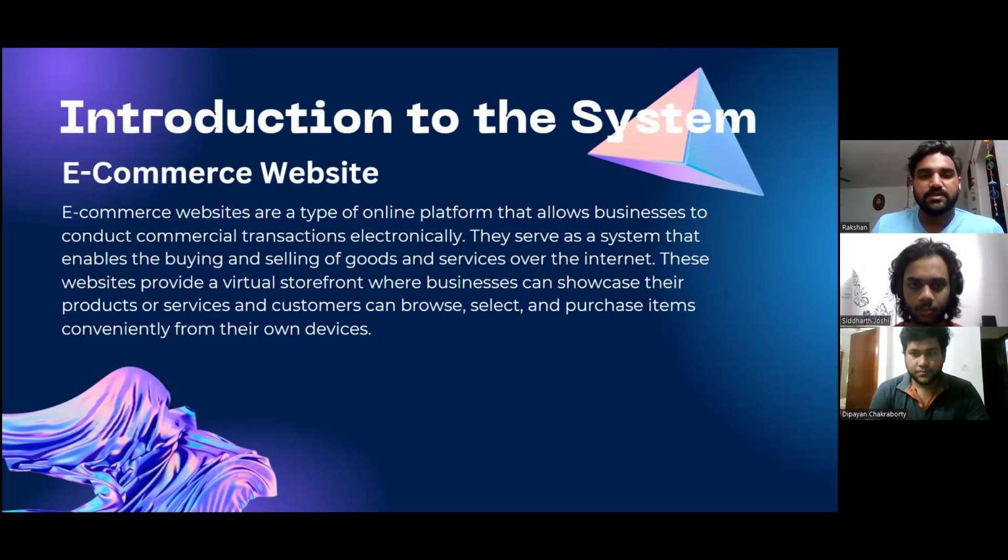To keep our gaze fixed on the future, we will conclude by highlighting emerging trends in e-commerce, from mobile commerce to voice commerce and artificial intelligence driven personalization. These trends are reshaping the e-commerce landscape and driving innovation to new heights.